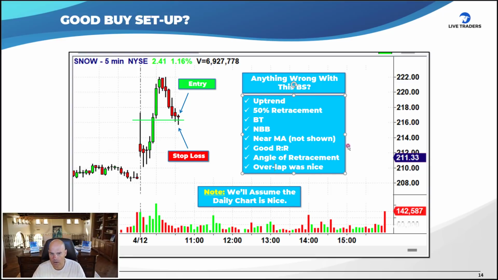Okay. All right. So, boom. What we got going on here? I mean, uptrend, check. 50% retracement, check. Bottoming tail, check. Narrow body bar, check. Near the moving average, not shown, but if you had a 20 MA, it's sitting on it, check. Good risk to reward, right? Reward to risk. That's what RR means, reward to risk, check. Angle of retracement, good, check. Overlap was nice, check. Sign me up, man. Back the truck up, bring in the bars of gold.